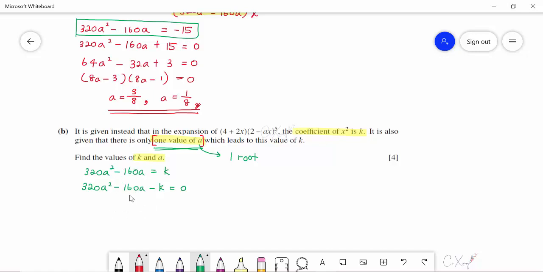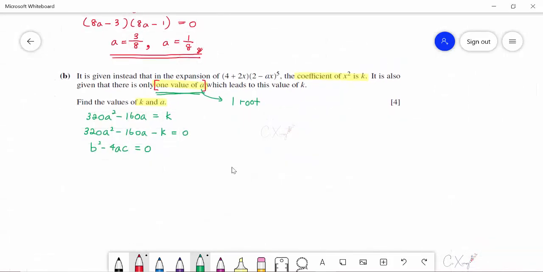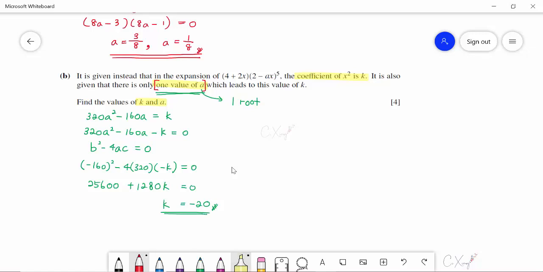So this is your quadratic equation, and in this part they tell you that there is only one root. So for a quadratic equation, what is the formula that you can link with one root? So it means that you have b squared minus 4ac, and it is equal to 0. So what is my b squared here? Negative 160 squared minus 4a. C will be our negative k, and it is equal to 0. All right, so if you expand everything carefully here, eventually you will get the value of k, which is negative 20. All right, okay, so this is part of the answer that they request.